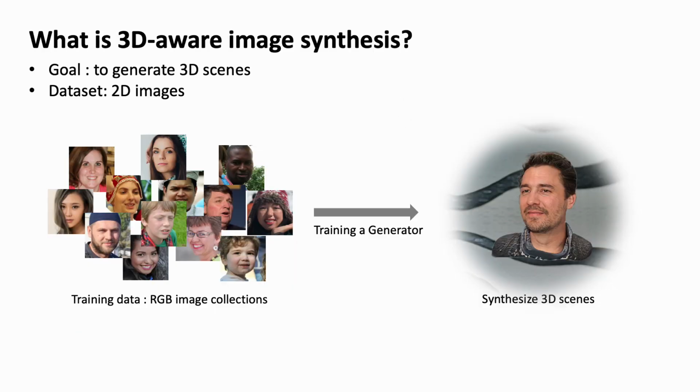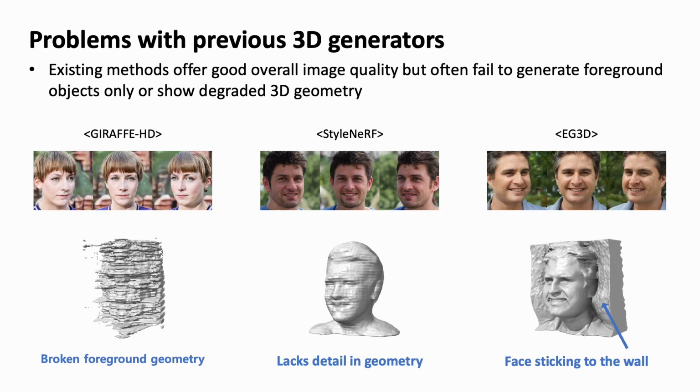This mask can be used to composite the foreground onto any background. The 3D-aware GAN aims to generate realistic 3D scenes that can be rendered into arbitrary views. During training, the model can only use 2D image collections. Previous 3D-aware generators show good image quality, but they do not learn foreground geometry properly.